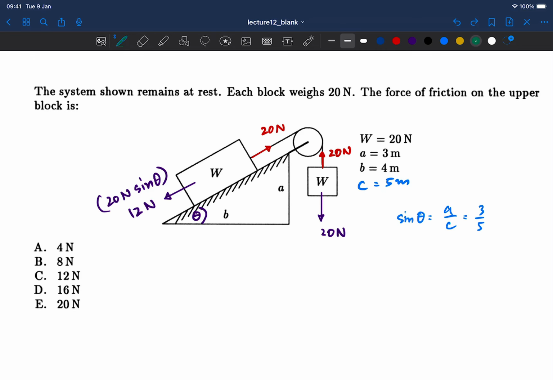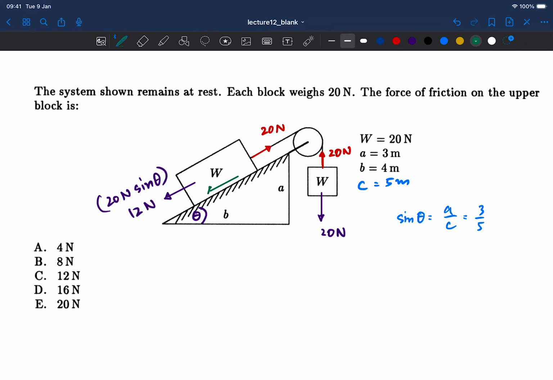And that's going to be static friction. Again, remember what I told you in class last time: how do you know which way static friction points? Well, imagine if you don't have friction, which way it's going to move. If you don't have friction, you're pulling up 20, you're pulling down 12. So surely the mass is going to move up along the incline.